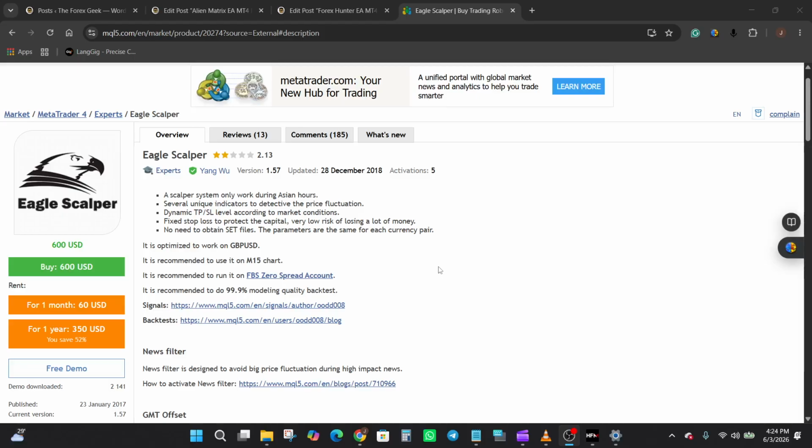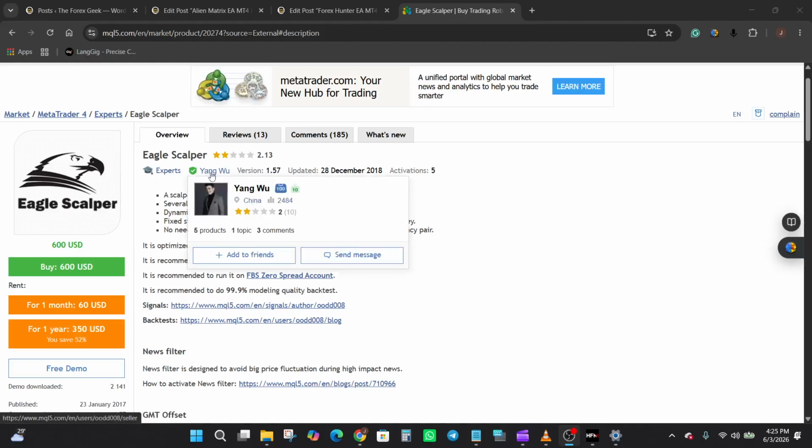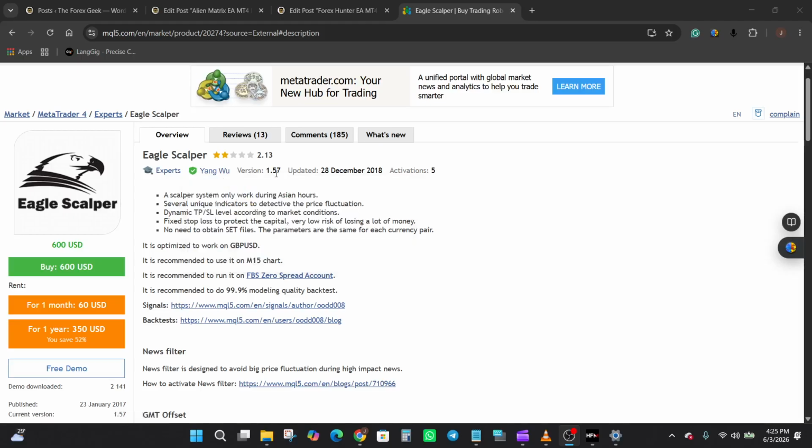The EA is priced at $600 to buy, but there are also rental options available, $60 for 1 month or $350 for 1 year. It's developed by Yang Wu, and I can see the latest version here is 1.57, updated in December 28, 2018, with 5 activations included.